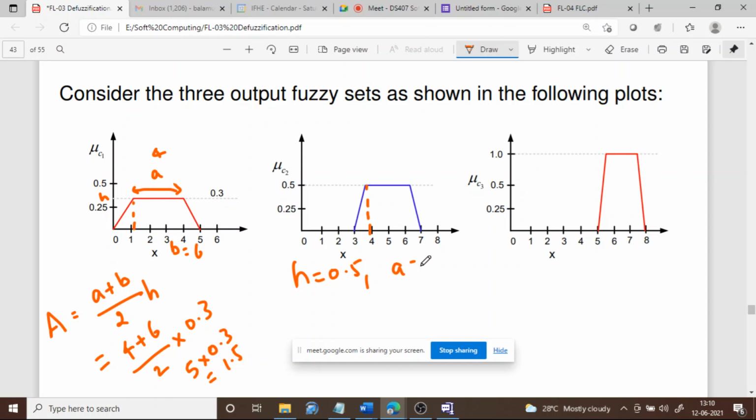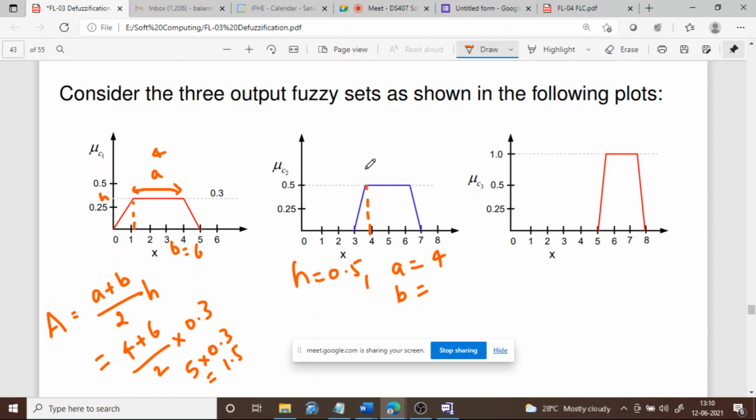What's the value of A here? A is the base width. Not 3. 7 minus 3 is how much? The distance from 3 to 7 is A. So 1, 2, 3, 4. This is A. What is the value of B?